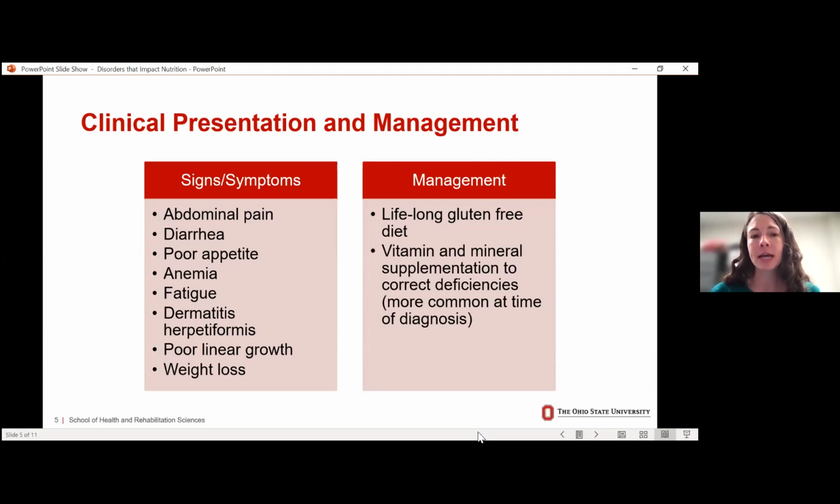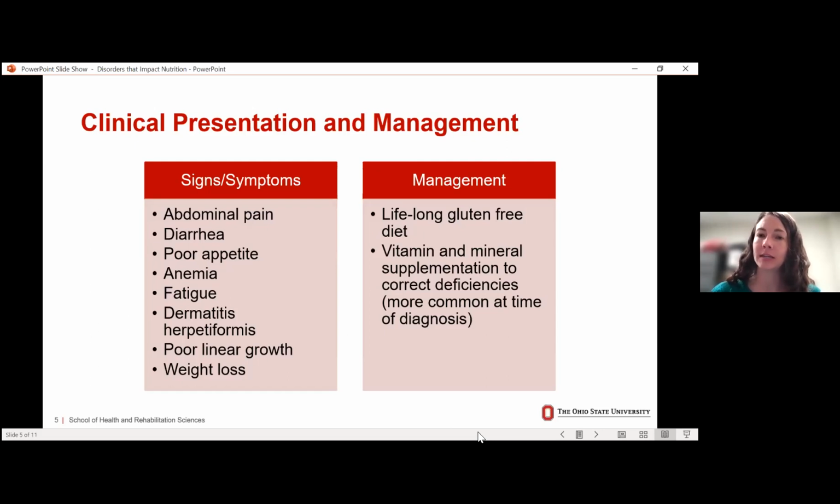And then in pediatric patients, poor linear growth is very common in people with celiac disease at time of diagnosis. And it's also not uncommon to have had weight loss or very poor weight gain, where they're not gaining weight at the rate that would be expected based on standard growth charts. The only management that is implemented at this time is a lifelong gluten-free diet.